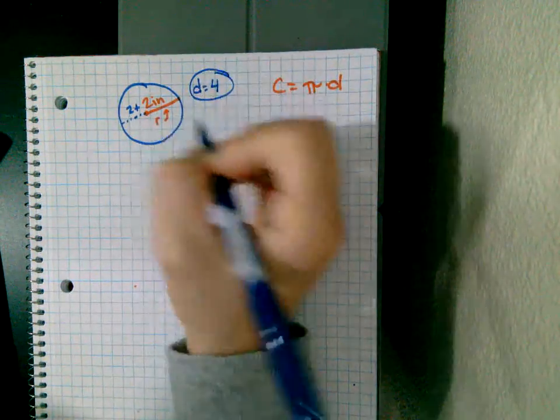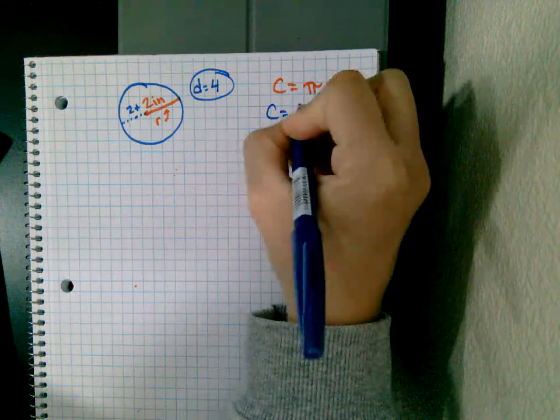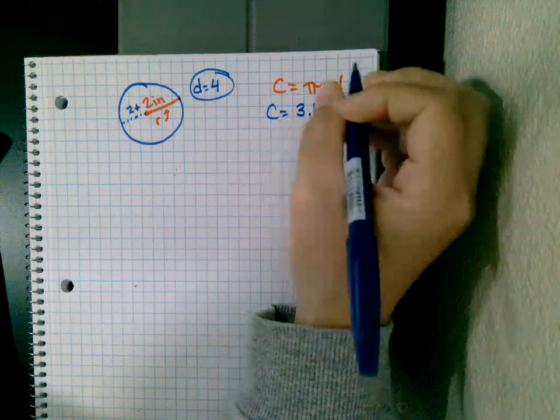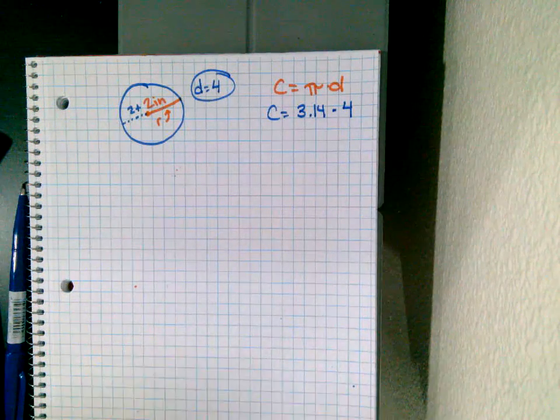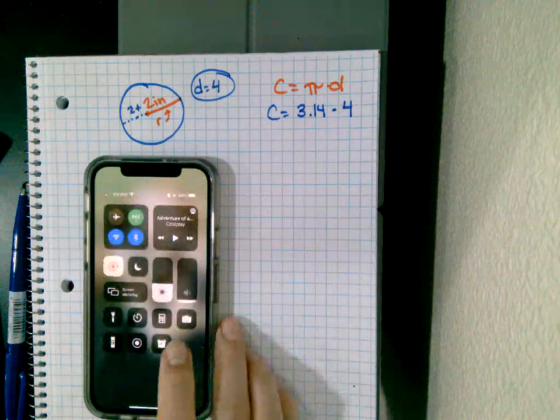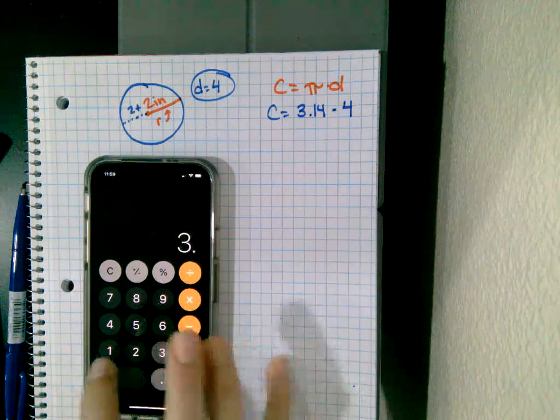So this is the number I need, not the 2. So circumference is equal to 3.14 times my diameter of 4. Okay, not 2. Grab that calculator.